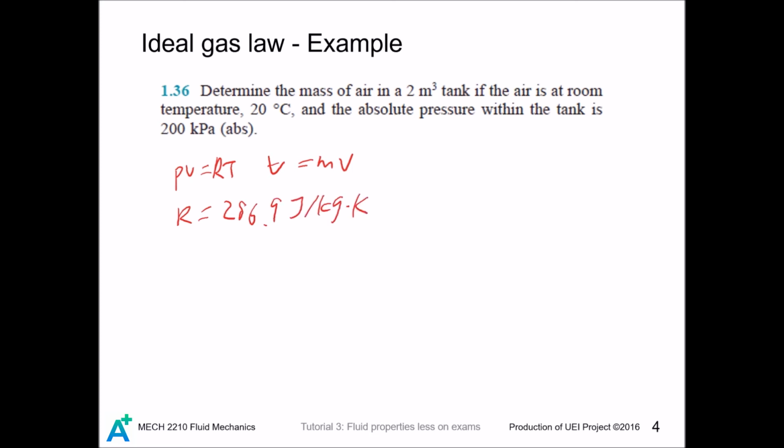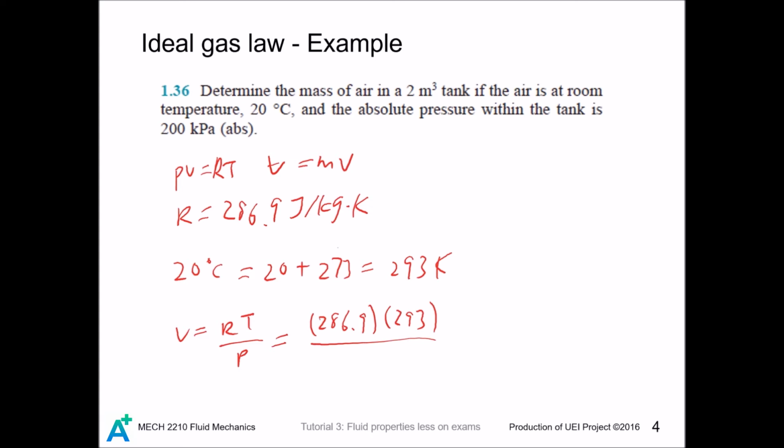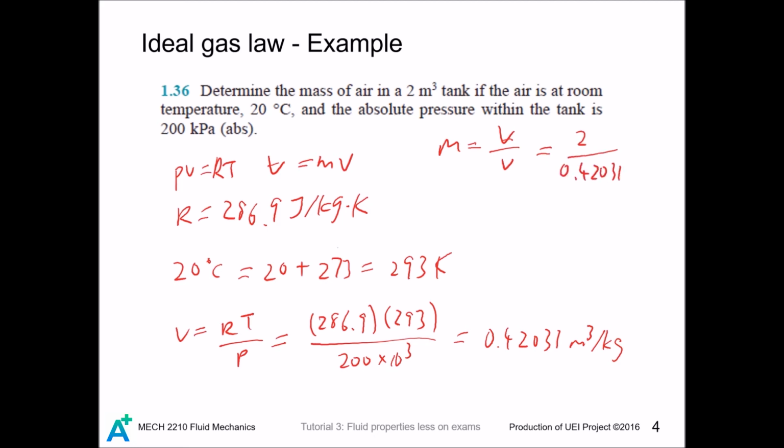To do this kind of problem, I usually like to change all the units to SI units. So 20 degrees Celsius equals 20 plus 263 equals 293 K. The given pressure is already in absolute pressure, so no conversion is required. So V equals RT divided by P, and we substitute in the values. Using a calculator, we find the result, and we have mass equals total volume divided by specific volume, that is 2 divided by the value that we just found.